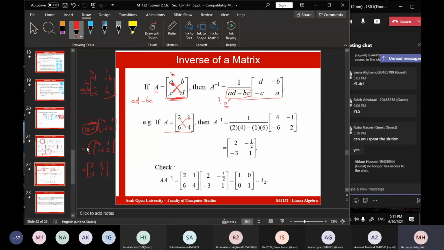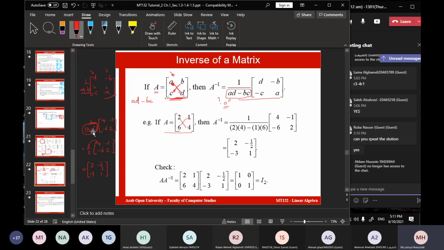how we multiply a matrix times a constant. That is, each term in the matrix I should multiply times half. So I got this one. Clear?